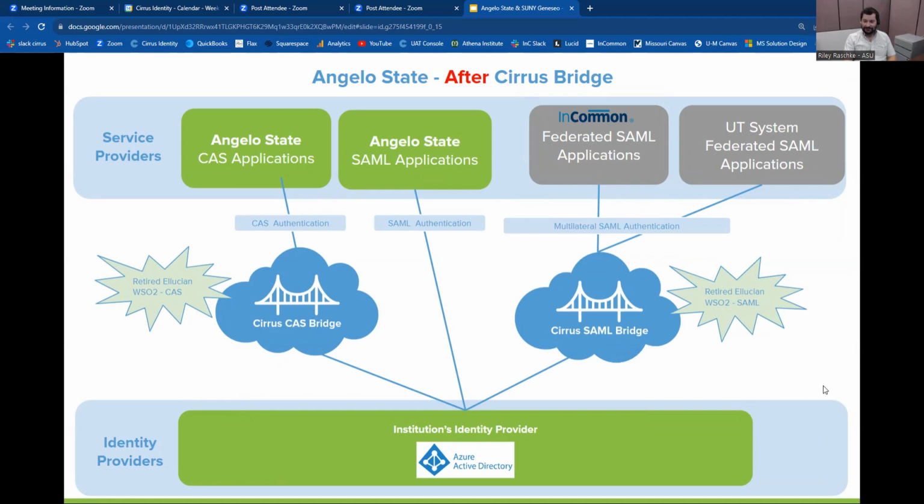So the bridge came in and we got it hooked into Azure since we're going to start using Azure as our primary identity provider.